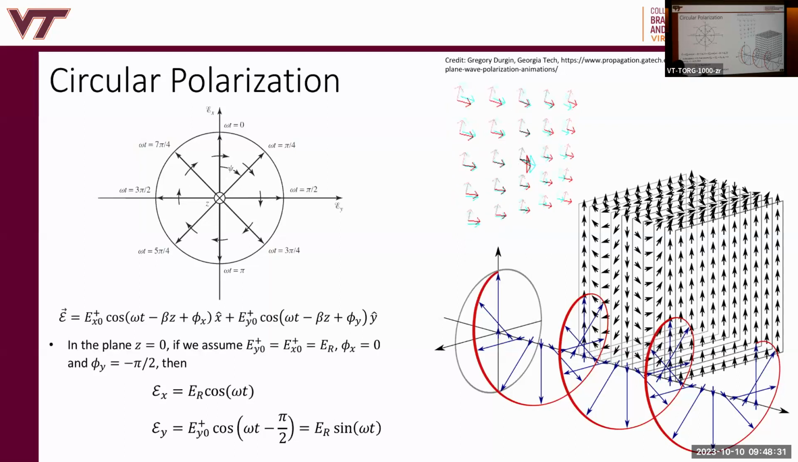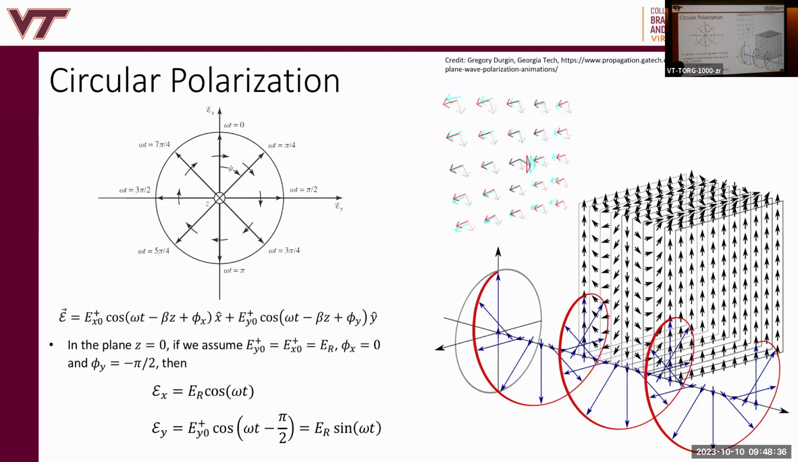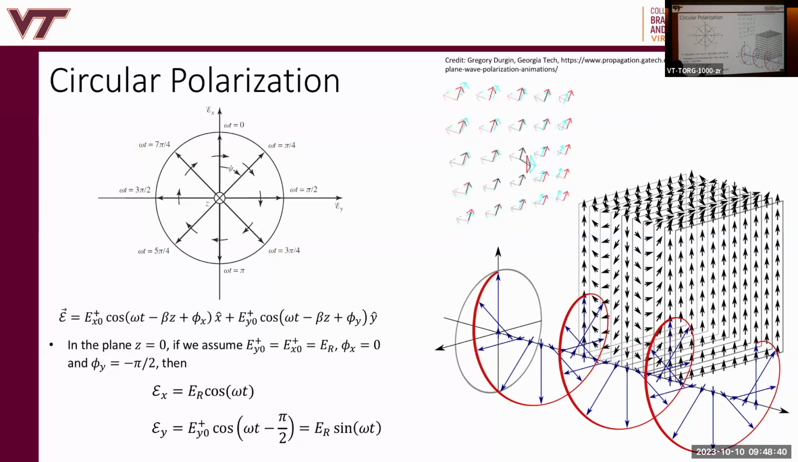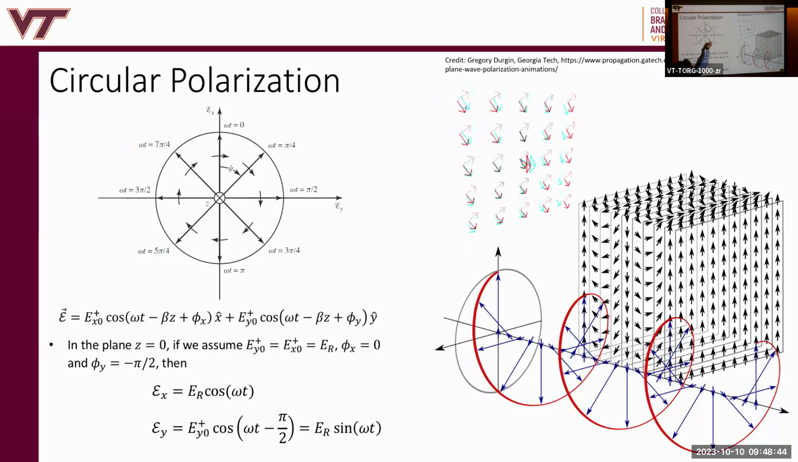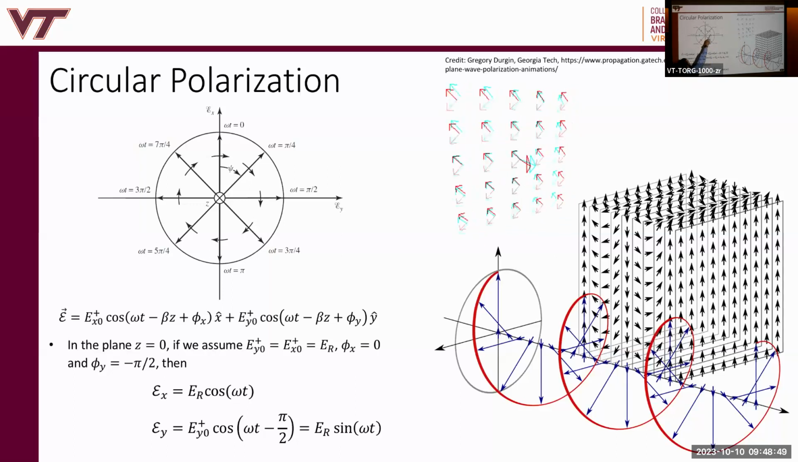Now all I have to do is take omega t as a whole number. Omega t equal to 0, omega t equal to pi over 4, omega t equal to pi over 2. And I just plug that into these two functions, and I get the X and Y components, and I can plot them at all these different times. And if I follow what happens as time increases, then the vector starts to rotate clockwise.